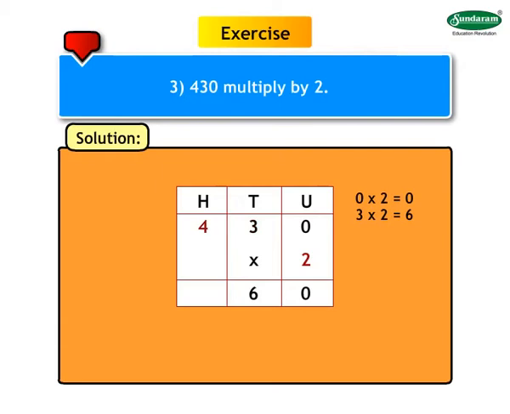4 into 2 is equal to 8. Write 8 in the hundreds place of the product. Hence, 430 multiplied by 2 is equal to 860.